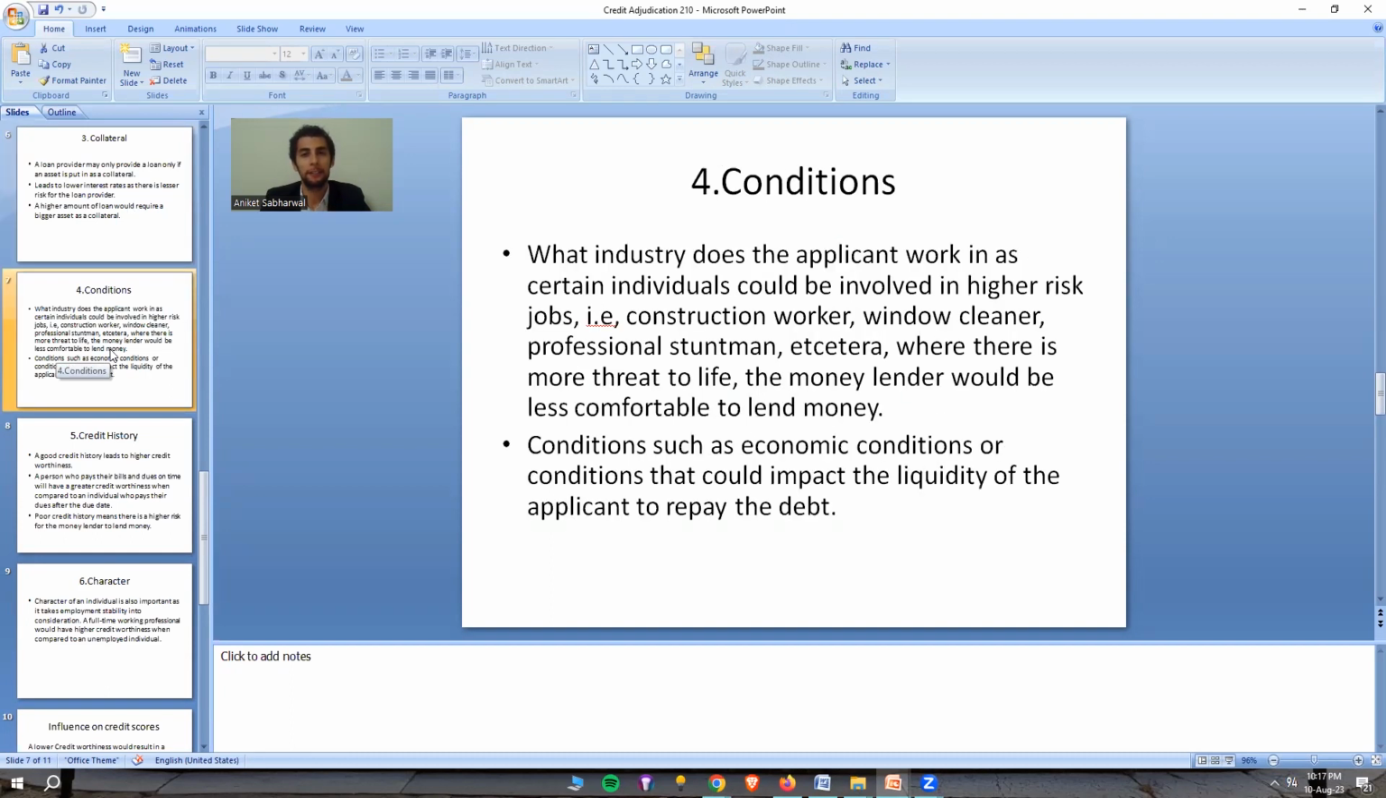Conditions. What industry does the applicant work in, as certain individuals could be involved in a higher risk job? Construction workers and stuntmen are usually open to threats. This would make the money lender less comfortable lending the money to such individuals. Conditions such as economic conditions, or conditions that could impact the liquidity of the applicant to repay the debt, also play an important role in determining the creditworthiness of an applicant.